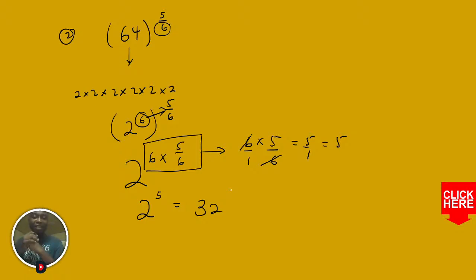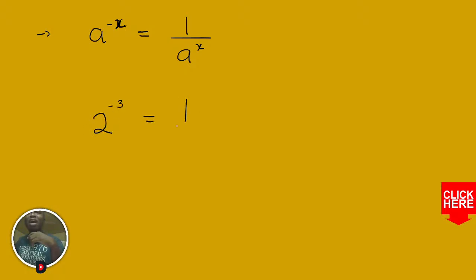Then we have another type. Before that, there's also a rule that's going to help us solve a new type. The rule says that if I have a raised to the power negative x, it is the same as 1 over a to the power x. What it means is that if I have 2 raised to the power negative 3, then it is the same as 1 over 2 raised to the power 3. And that will give me 1 divided by 2 times 2 is 4, times 2 is 8. So 1 over 8.